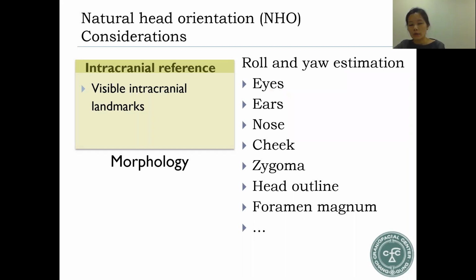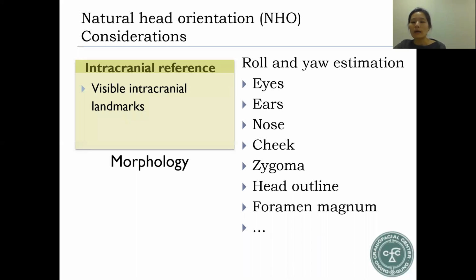About the intracranial reference, originally to estimate natural head position, clinicians were based on craniofacial features or landmarks that are visible to the naked eye. Now we have CBCT tools, and inner structures inside the skull are visible, so I will take more structures into consideration when estimating the natural head position. For roll and yaw estimation, clinicians basically can evaluate representative landmarks for structures such as eyes, ears, nose, cheek, or zygoma. Evaluate their height, axis, and the amount of cheek shown on bilateral sides, or the projection of the cheek or zygoma on bilateral sides.